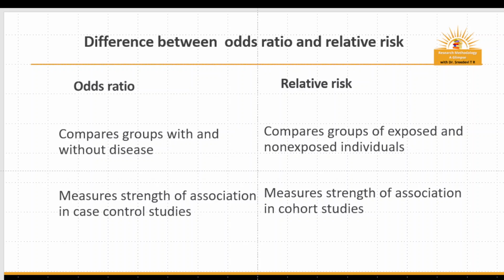These are the main differences between odds ratio and relative risk. This is all about OR and RR.